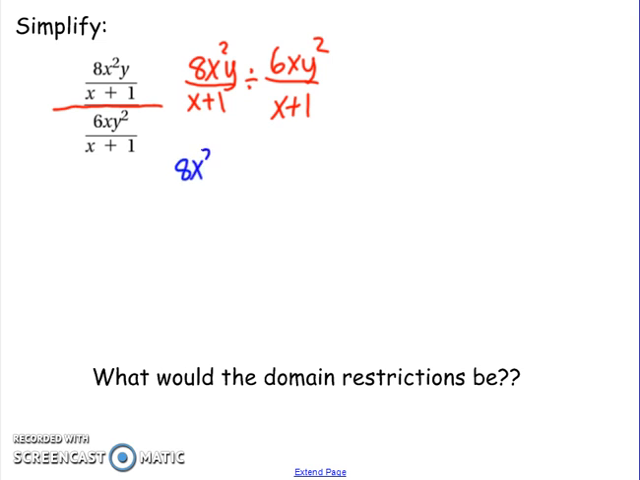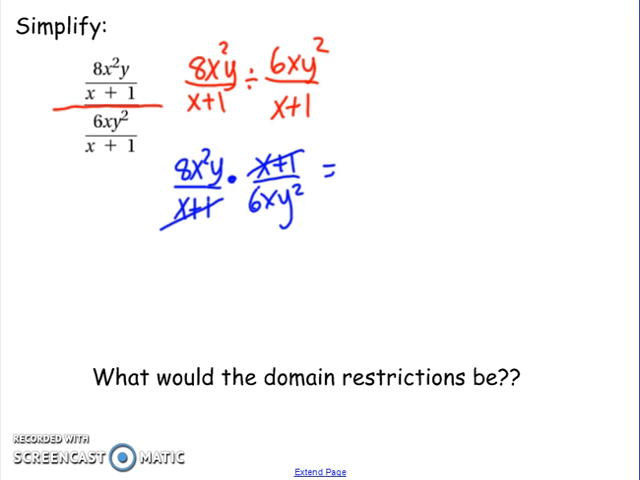We're going to keep the first fraction exactly the same, change our sign, and then flip our second fraction. From here, we're just going to multiply rationals. So if we can cross cancel anything, we're going to do that. So the x plus 1s are going to be gone.